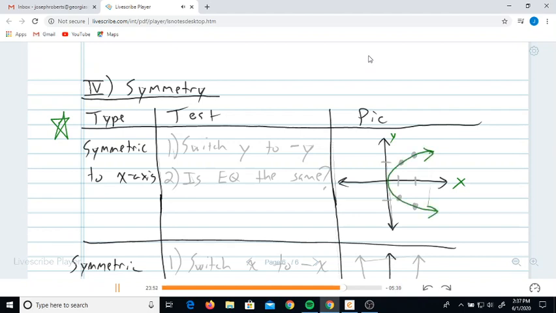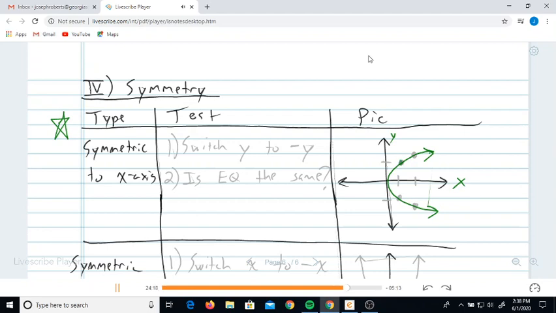So we know it's symmetric to the x-axis because the x-axis not only cuts the graph in half, but each half is a mirror image of the other half. In other words, if you were to fold up this piece of paper along the x-axis, the 2 halves would line up. So that is symmetry with respect to the x-axis. It means one half of the graph is a reflection of the other.